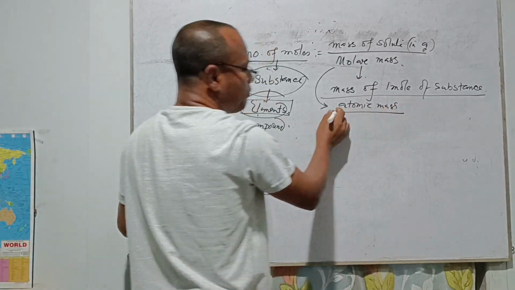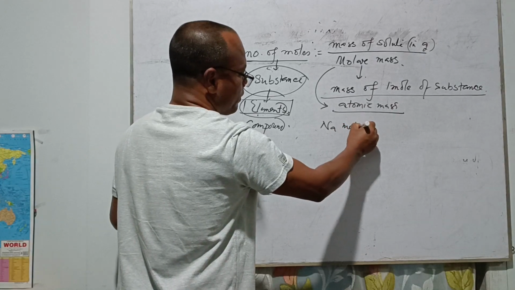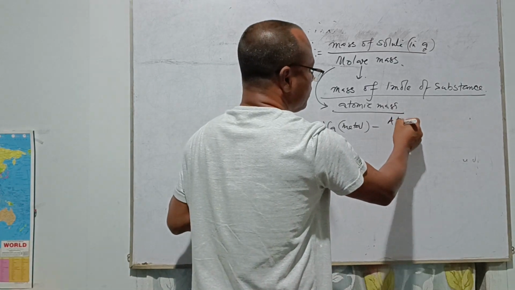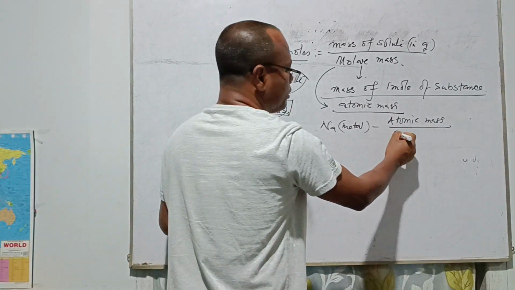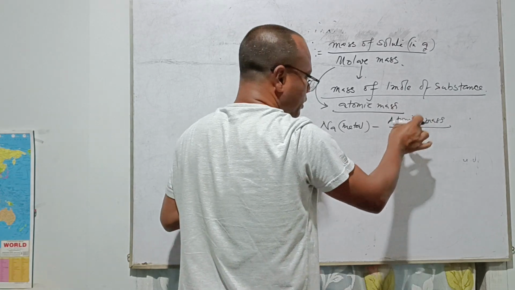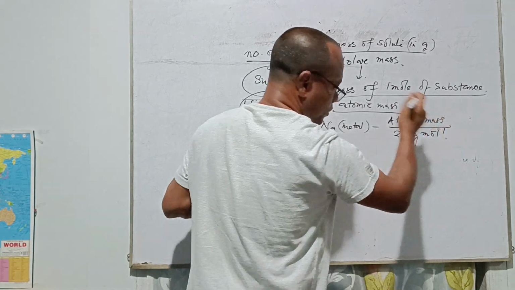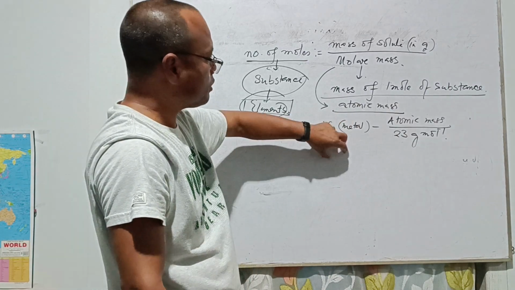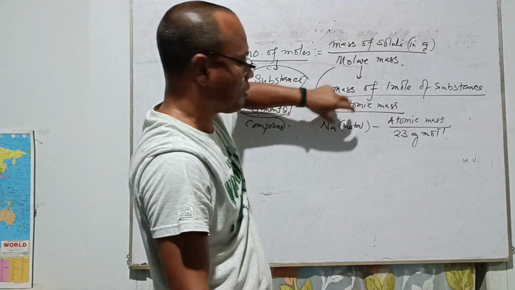Let me take an example here. Suppose this element is sodium metal. What is the atomic mass of sodium metal? That is approximately 23 grams. That is not only 23 grams, that is 23 grams in 1 mole, which we write as per mole. So this 23 grams per mole of the sodium atom is what sometimes we call the atomic mass. We also consider it as the molar mass of sodium.